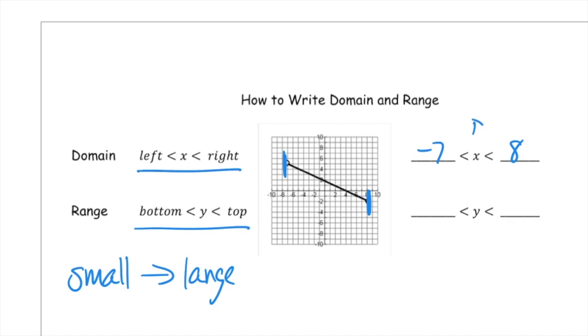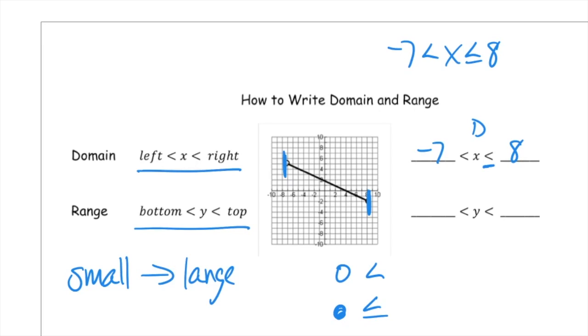Remember, the domain is the one with the x. Makes sense, it's x values. Now, in this case, we had -7, but -7 had the open circle. So remember, open circle gets a less than, closed circle gets a less than or equal to. So in this case, it's going to be -7 is less than x, and then 8 had the closed circle, so it's less than or equal to 8. So if you're going to write that, it would be -7 is less than x is less than or equal to 8. That would be the domain.